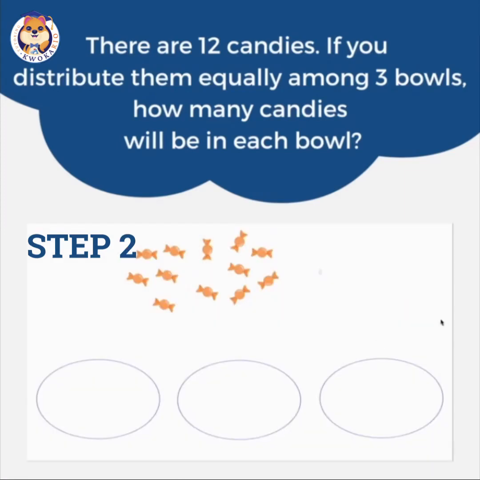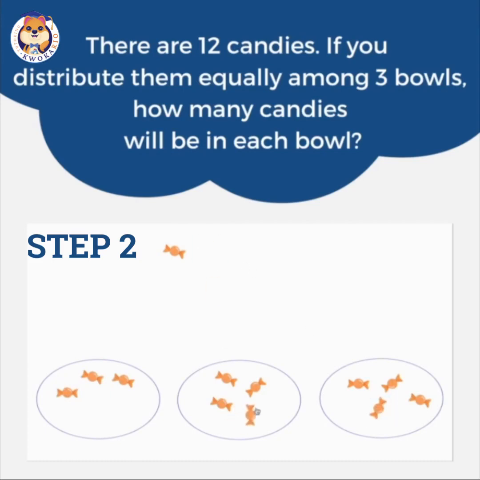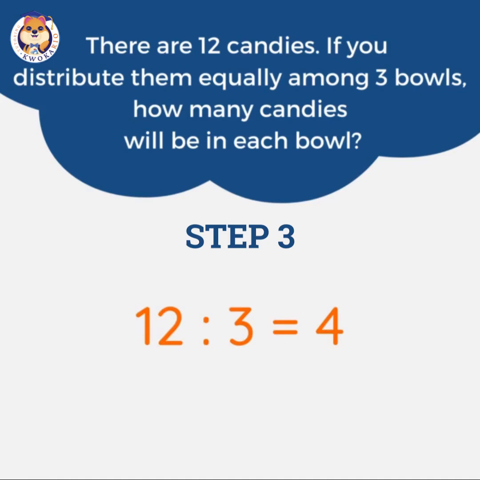Step 2. Pictorial stage. Ask your child to draw pictures of candies used in the concrete stage or use counters to represent the candies. Share 12 candies equally in 3 circles that represent 3 bowls until no more candies are left. Step 3. Connect to the abstract stage. 12 divided by 3 equals 4.